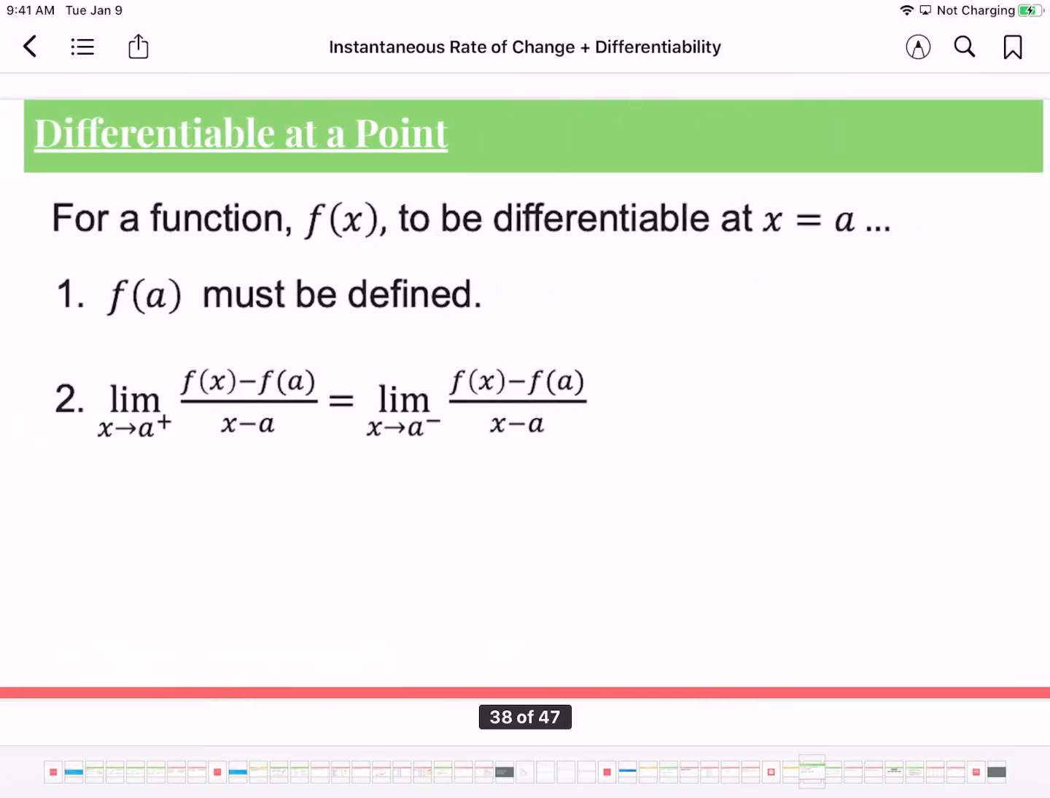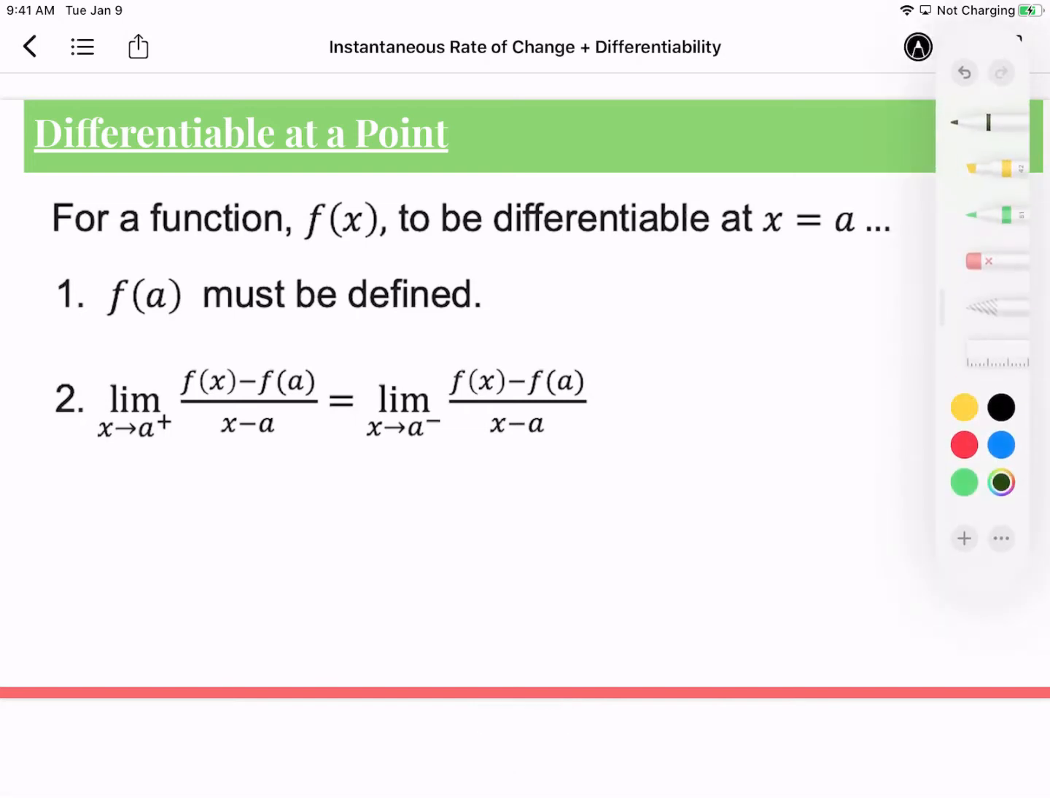Here's the definition of differentiable. For a function f of x to be differentiable at a point a, f of a must be defined. Okay, so that point has to exist on the original function. And then down in point 2, you should recognize that as the definition of the derivative.